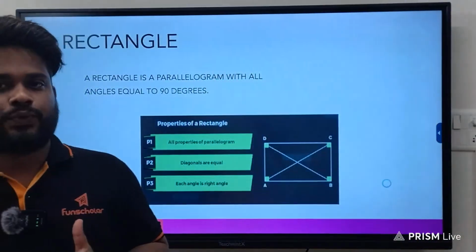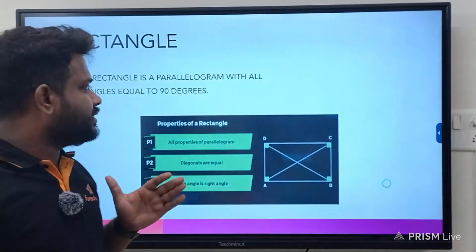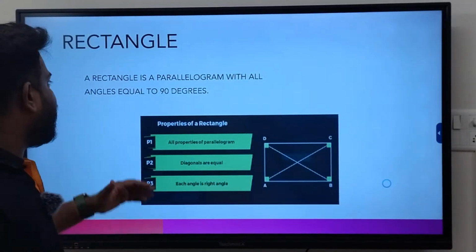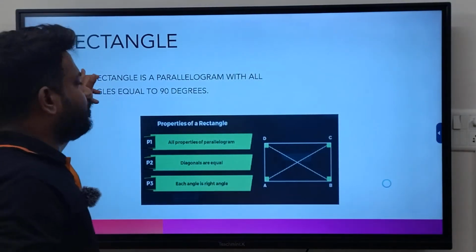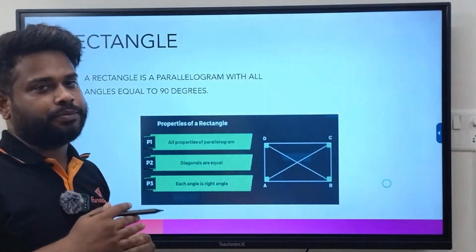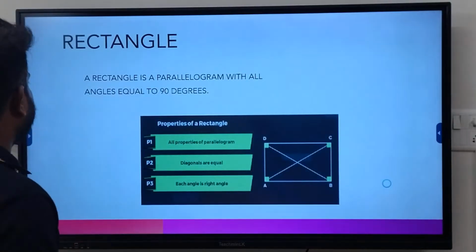So in the last class we discussed quadrilaterals and stopped at parallelogram. From today we will start from rectangle, and the rest of the class will be completed in this one lecture. Okay, so let's start from rectangle.